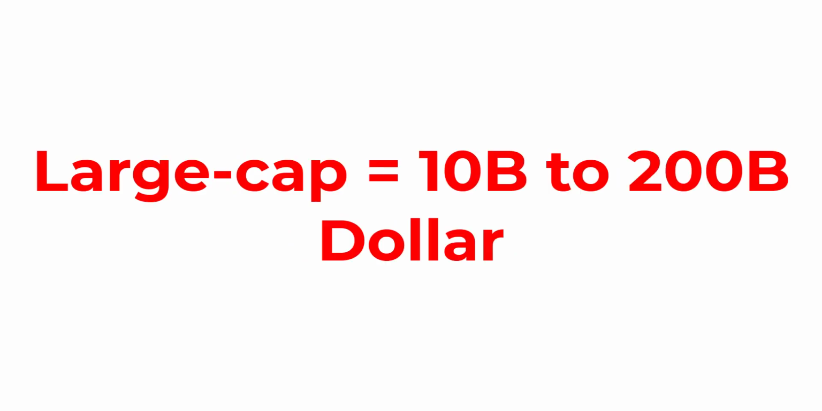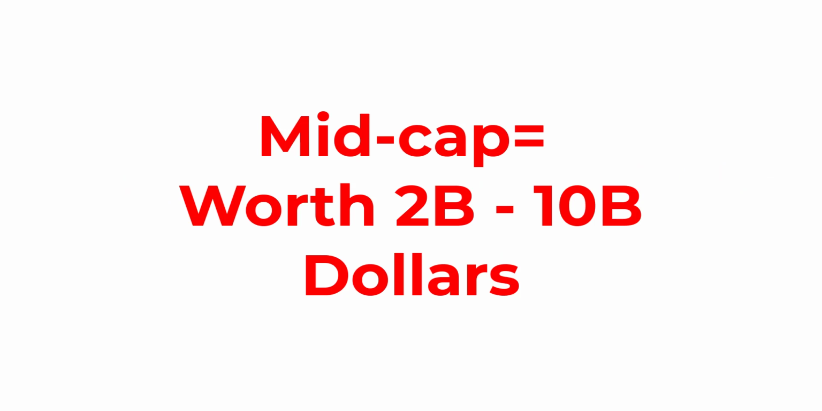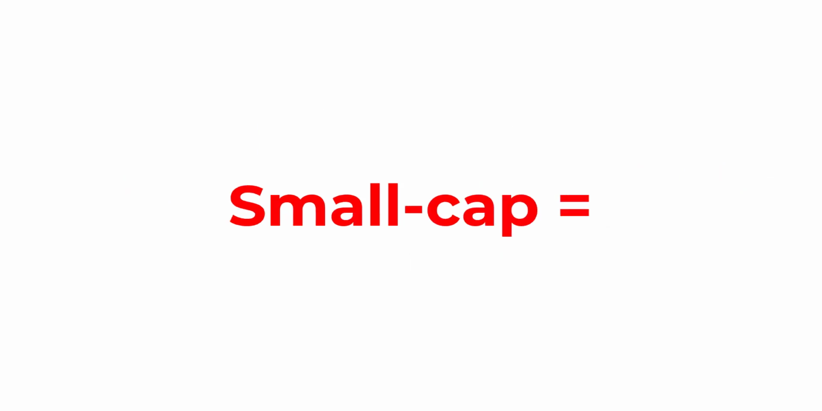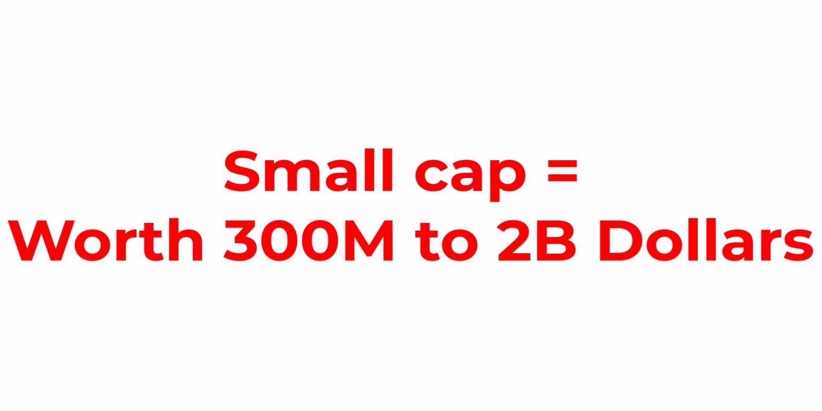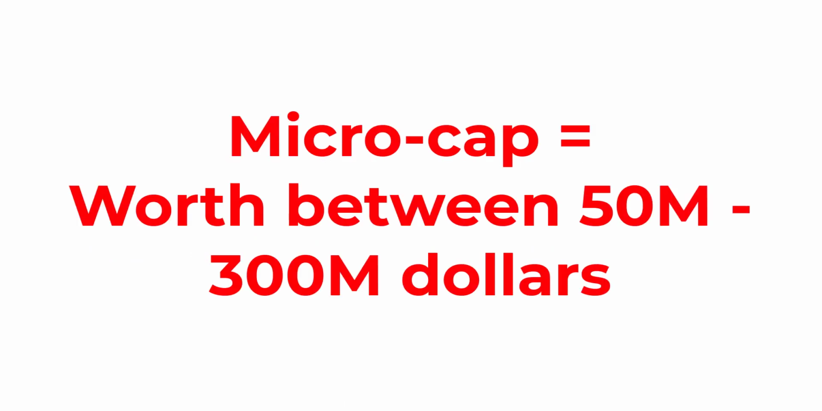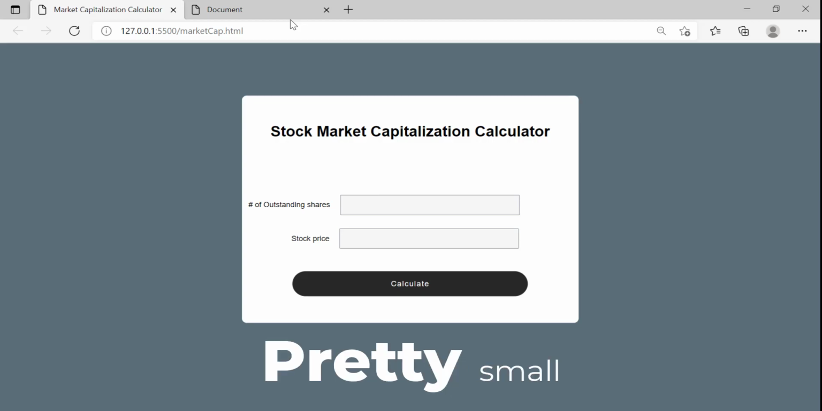If it's a large cap, then the company is worth somewhere between $10 billion and $200 billion. If it's a mid cap, then it's going to be worth between $2 billion and $10 billion. If it's a small cap, then the company's value is worth between $300 million to $2 billion. Lastly, if the company is a micro cap, then the company is worth between $50 million and $300 million, which is still a lot, but pretty small for a company.